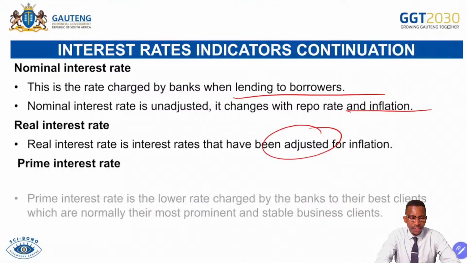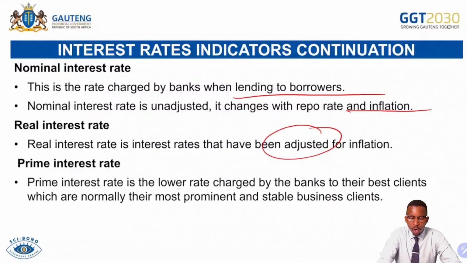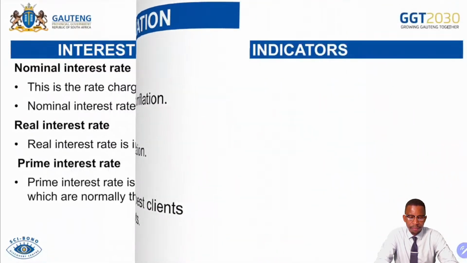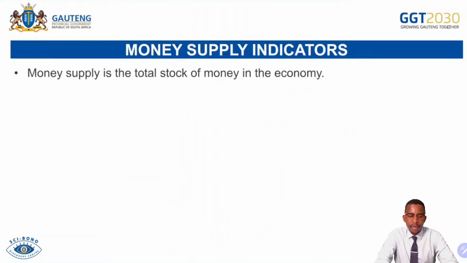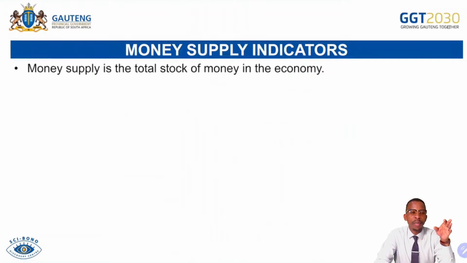The prime interest rate. So prime interest rate is a lower rate charged by commercial banks to their best clients whenever lending or borrowing. So this one is known as the prime rate or prime interest rate. Then money supply indicators. But before we go further, remember under interest rate, we talk about 4 indicators: repo rate indicators, prime rate indicators, nominal interest rate, as well as the real interest rate. Remember that nominal interest rate has not been adjusted, while real interest rate has been adjusted for inflation.